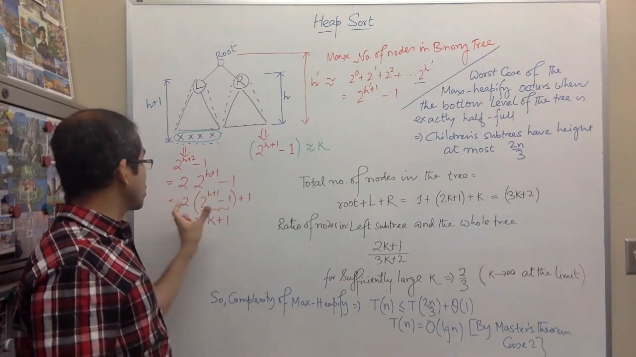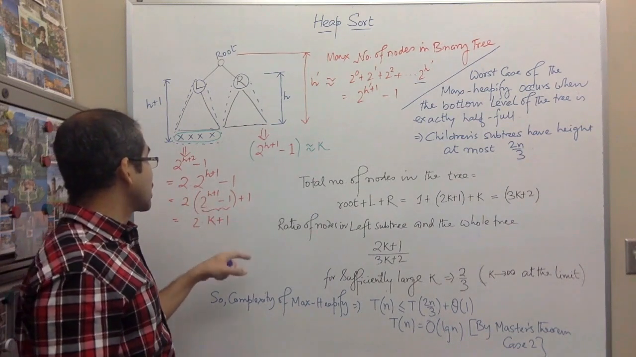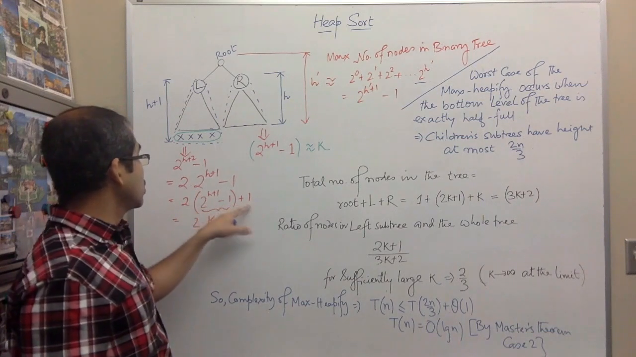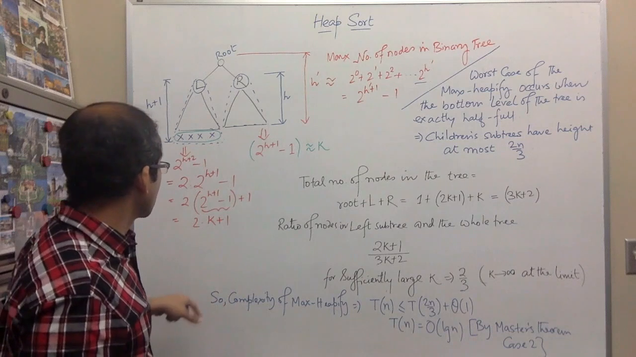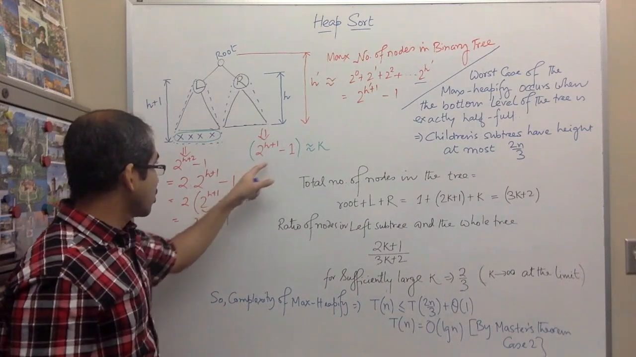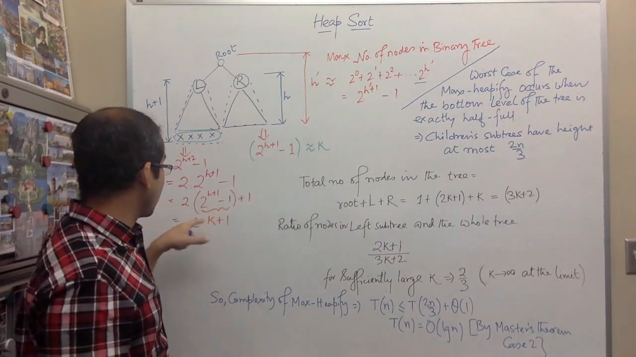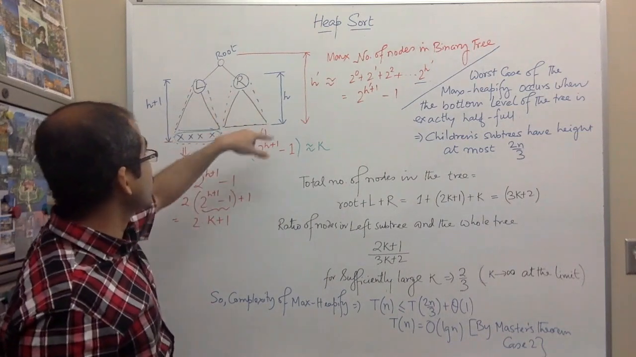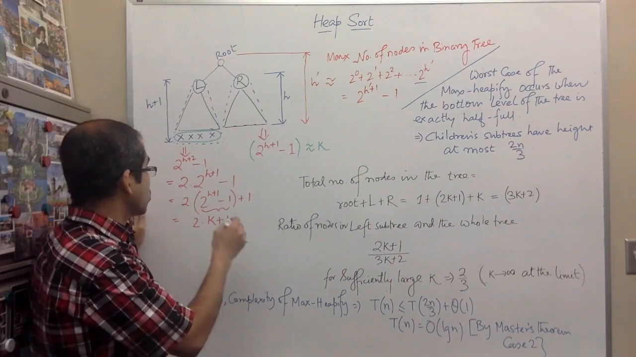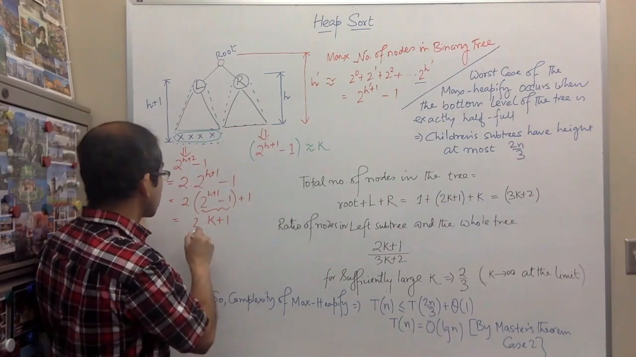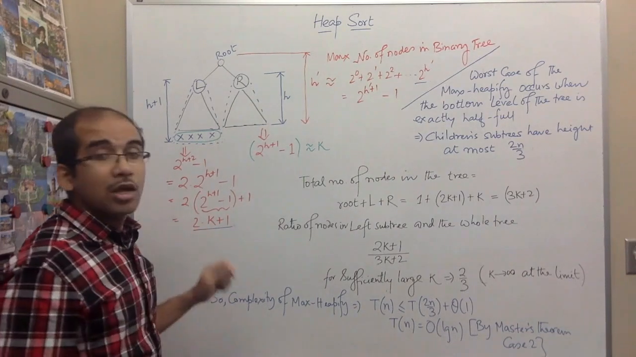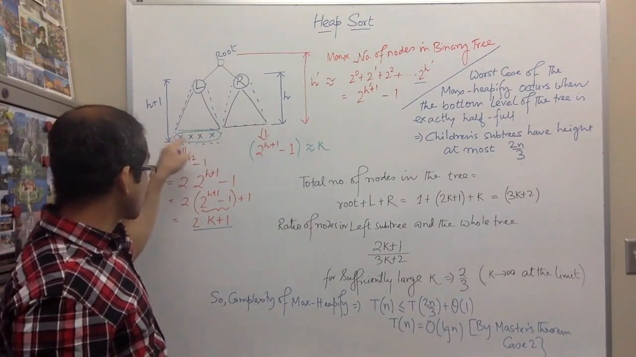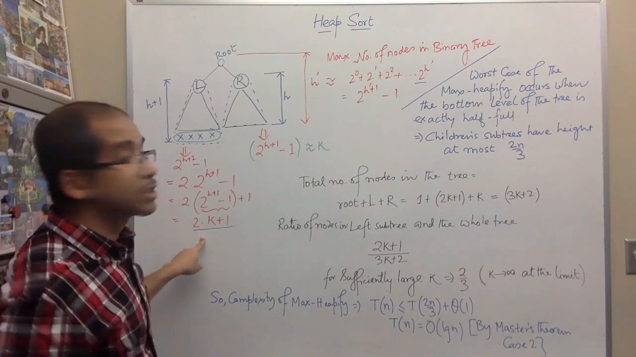If we take 2 outside the parenthesis, it is 2 times the whole 2 to the power h plus 1 minus 1. Because 2 times 1 is minus 2, we add 1 to make it 2 to the power h plus 1 minus 1, this expression. For this expression we can put a k. This is the total number of nodes in the right subtree. So if the total number of nodes in the right subtree is k, the total number of nodes in the left subtree, with one extra level completely full, is 2 times k plus 1.